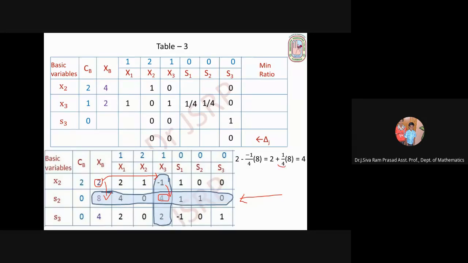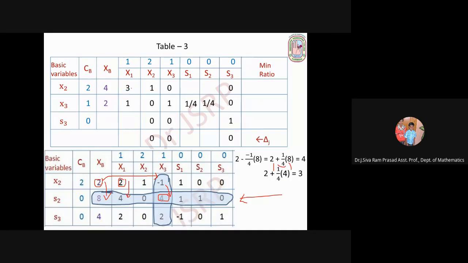For the first row calculation, this ratio is fixed. Plus 1 by 4 is fixed. You just replace this value and this value. Okay, right. To calculate the second value, the present value 2 and pivot row value 4. Just replace here 2, 4. 2 plus 1 by 4 into 4. 4 gets cancelled. 2 plus 1, 3.